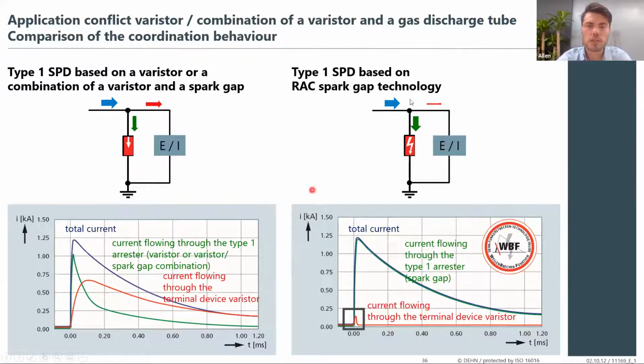Now with the new technology, with the rapid arc control spark gap, you can see that from the same test, most of the current was actually directed via the SPD to ground, and only a small amount of residual energy passed through to your terminal device.